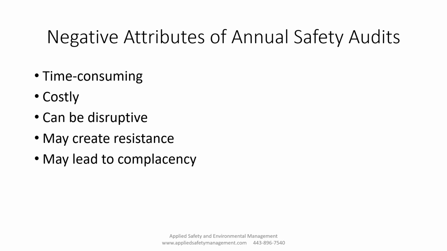So the first one, it's very time consuming. Second one is costly. The third, it can be disruptive to the flow of the production. And whether that's a factory or anything else, people are there to work and not there to have to stop, answer questions, and everything else. So it may create resistance. So this is a very interesting one. And of course, with all of these, we'll dive into them as we go. And then it may lead to complacency. So we talked about complacency on the positive attributes too, but you can have a negative attribute on complacency. So let's sit down and break these down.